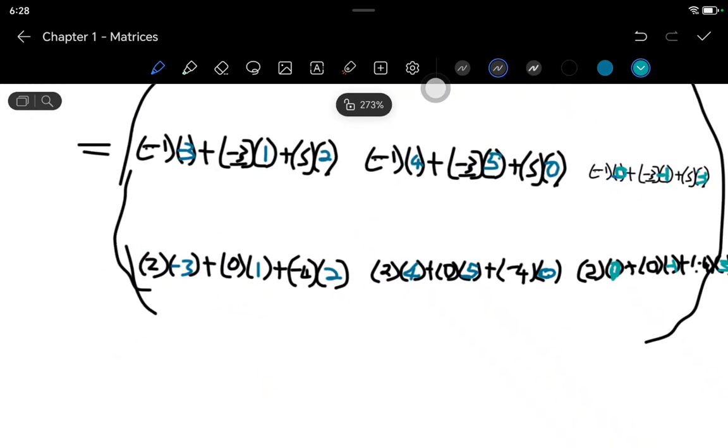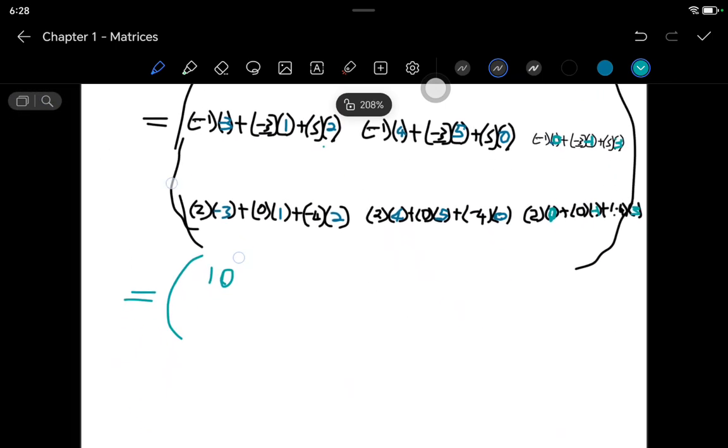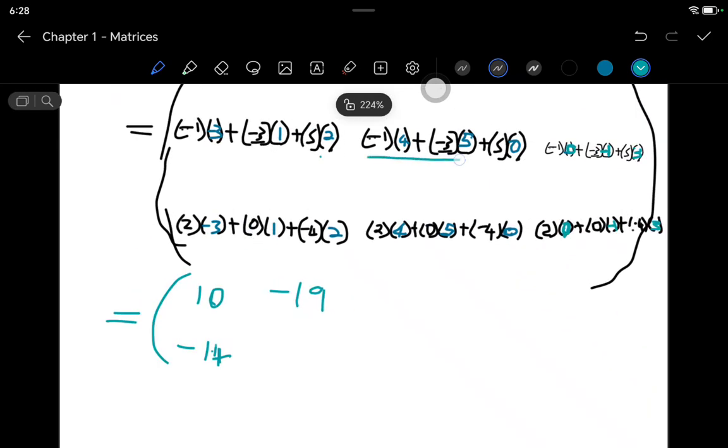When we check the first one, we see that it's minus 1 times 3, minus 3 times 1, 5 times 2. If I add these, I find that this is 10. These ones are going to cancel each other, so this will just be 10. That is minus 1 minus 3, it's positive 3, and then this one gives us minus 3. Then if we check down here, this is minus 14. And then this is going to be minus 19. This one, minus 15 minus 4, is going to give us minus 19.